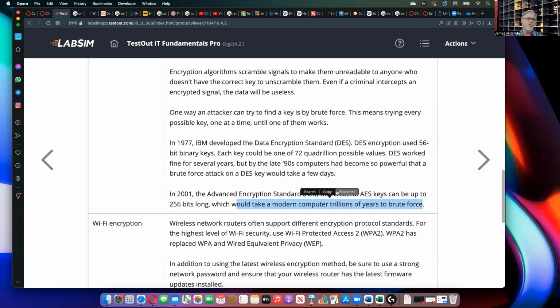So if we're using 256-bit encryption, a modern computer would have to sit there and work on that and run through every iteration. And maybe it would get lucky in the first 100 years, and maybe it wouldn't. It would take trillions of years for that to happen.